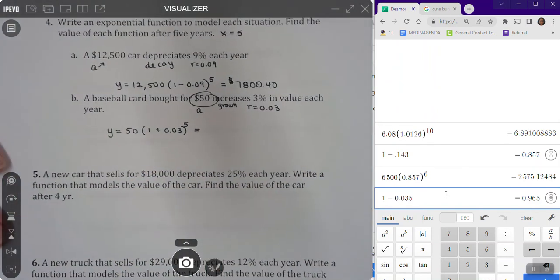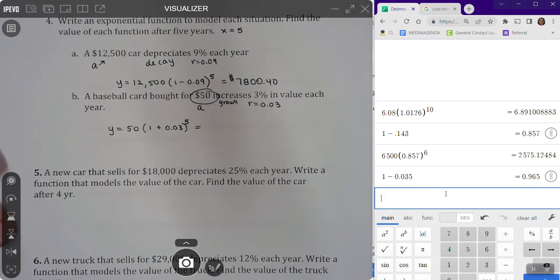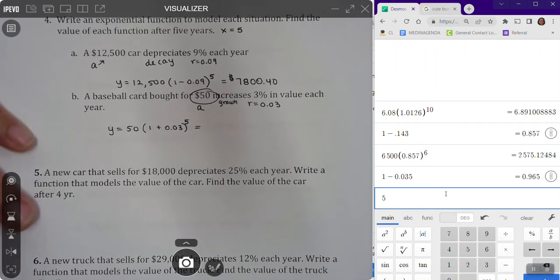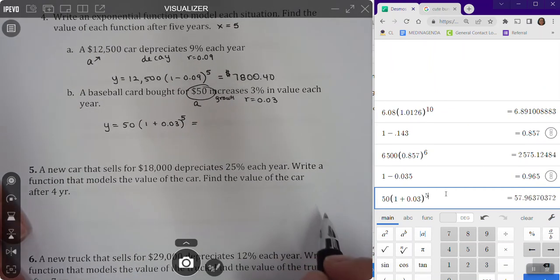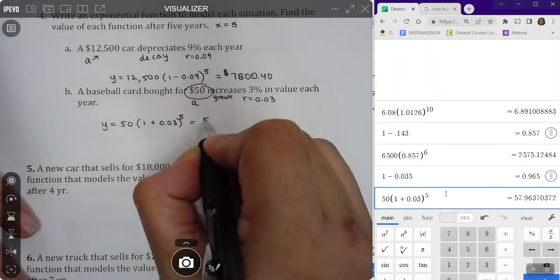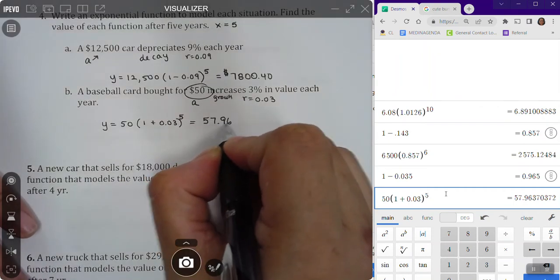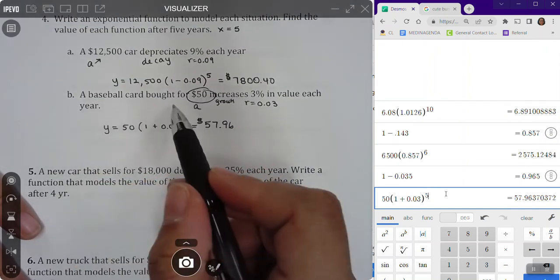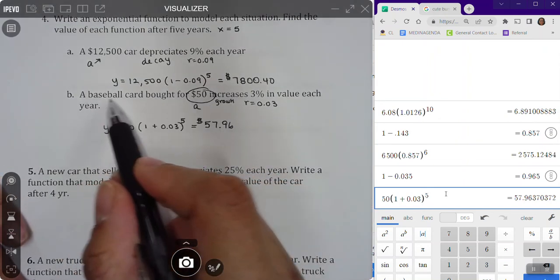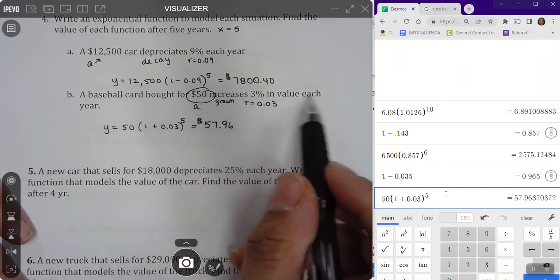Okay. So then put it in decimals. It's going to be 50 times 1 plus 0.03 raised to the 5, which is $57.96. There you go. So your $50 baseball card, my brother used to collect baseball cards, increases 3% in value each year.